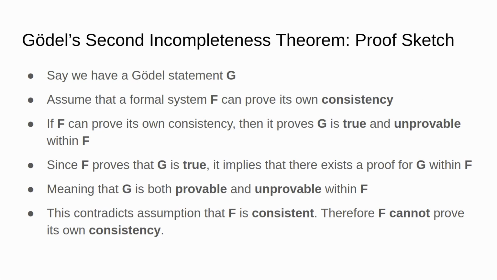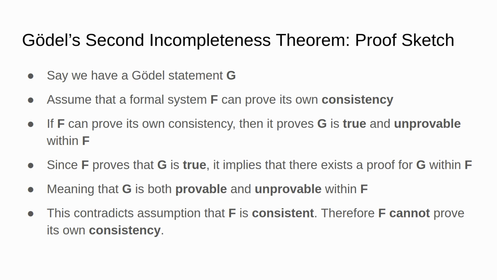In order to prove Gödel's second incompleteness theorem, we start with a Gödel statement G within a formal system F. For sake of contradiction, let us assume that the system F can prove its own consistency. Recall that a formal system is consistent if there is no statement such that the statement itself and its negation are both derivable in the system.